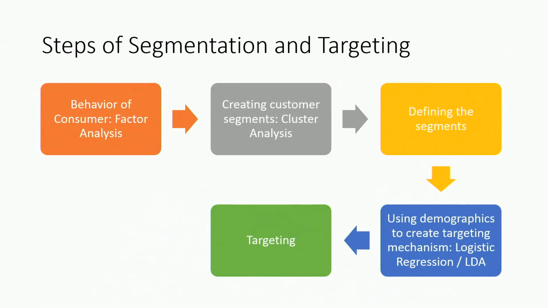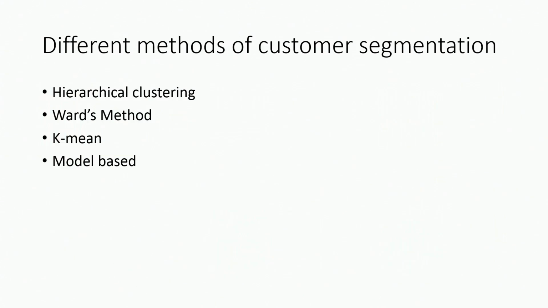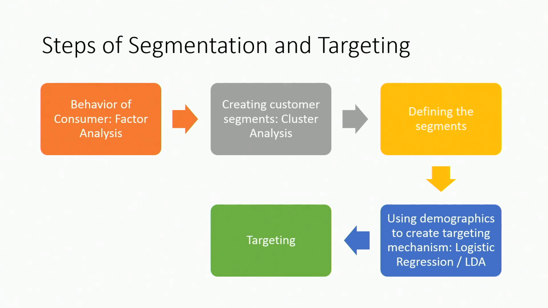First, we will discuss the steps of segmentation, targeting and positioning, and there are 5 steps. The first step is the behavior of the consumer, and we do it through factor analysis. Why do we do factor analysis? Because lots of behaviors are involved, and sometimes those behaviors have to be clubbed together so that similar kinds of behavior come up.